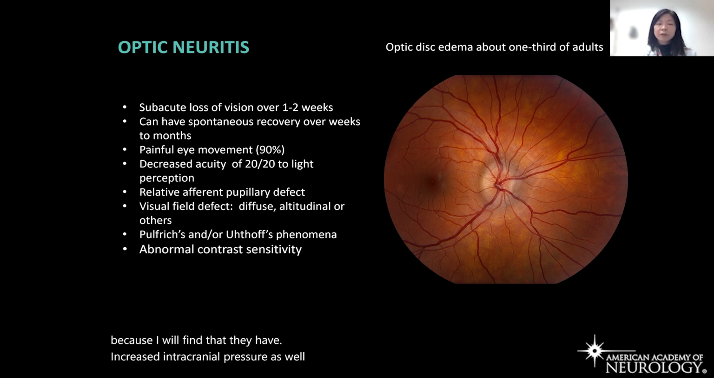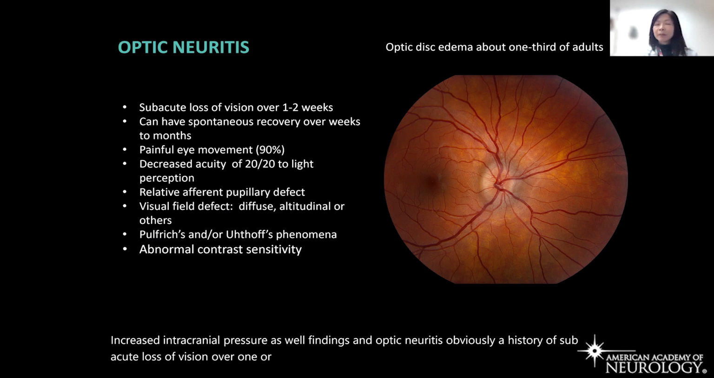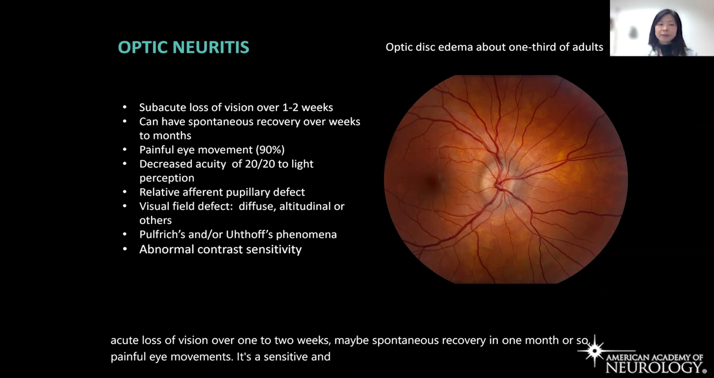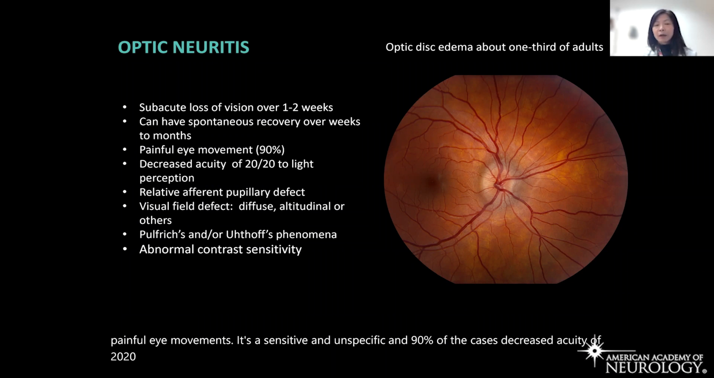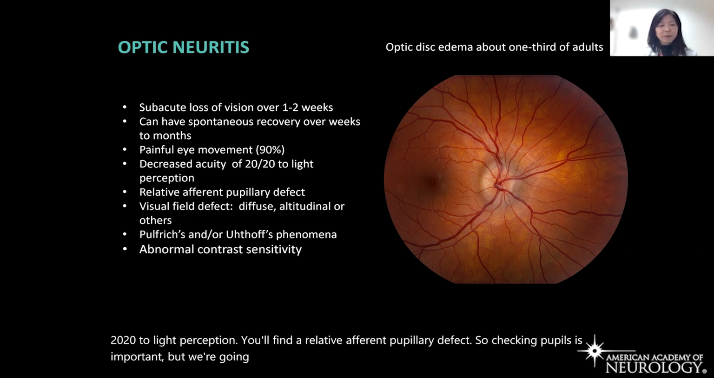Findings in optic neuritis: obviously a history of subacute loss of vision over 1 to 2 weeks, maybe spontaneous recovery in 1 month or so, painful eye movements. It's sensitive and specific in 90% of the cases. Decreased acuity of 20/200 to light perception. You'll find a relative afferent pupillary defect, so checking pupils is important, but we're going to focus on the nerve here. Visual field defects can be important.